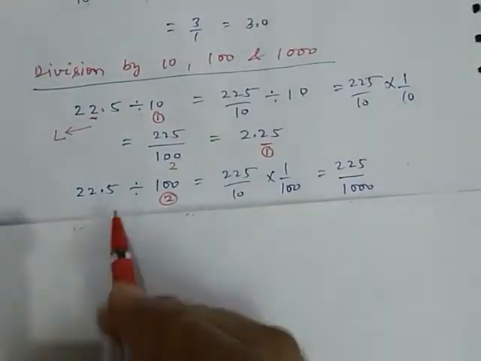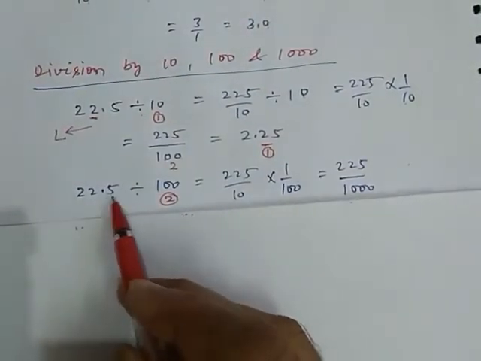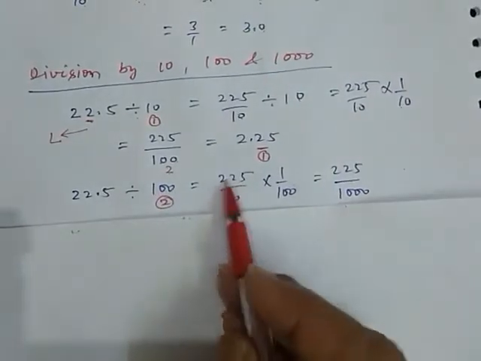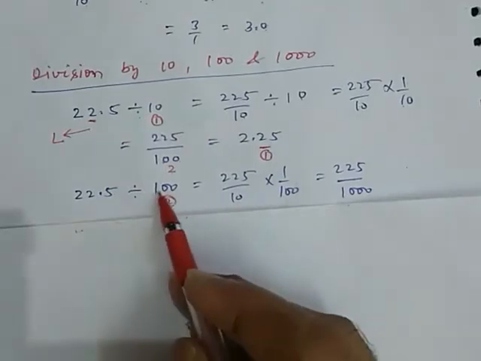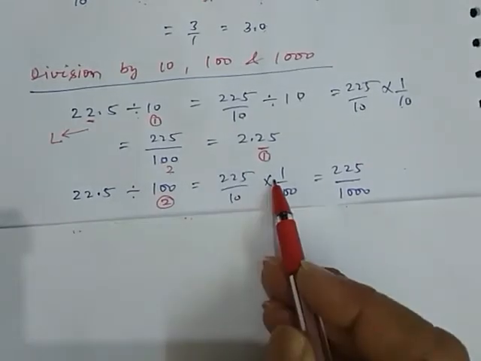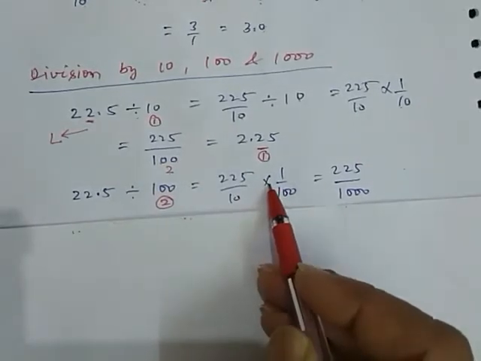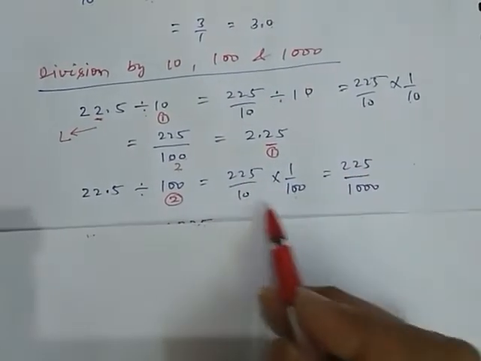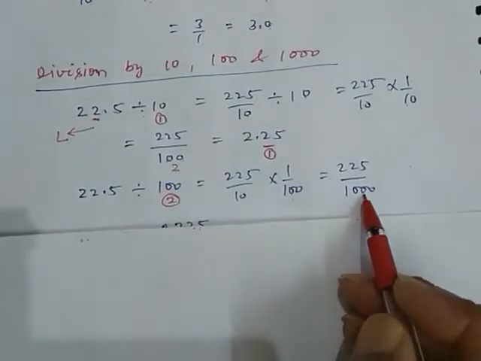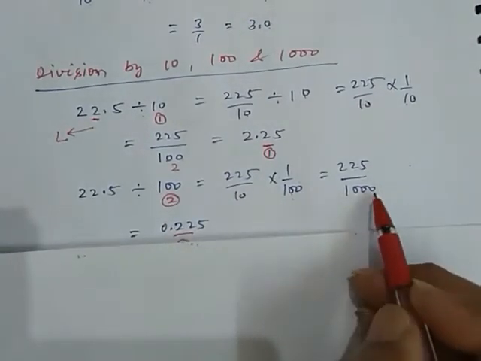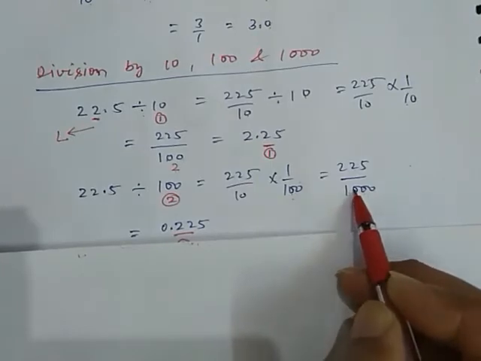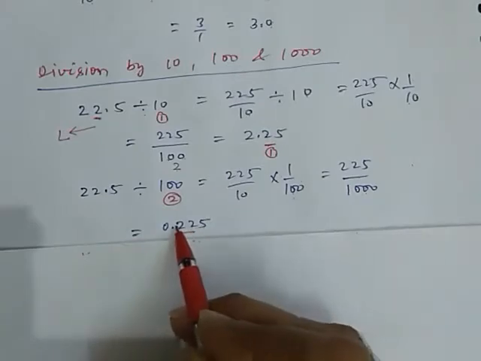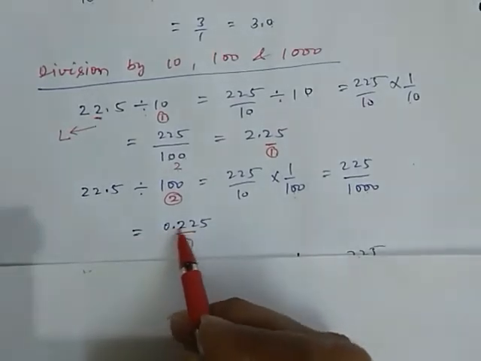Now we take another example, 22.5. This time we divide by 100, okay. Write down this 225 by 10, and division is converted into the multiplication sign. So this is inverted, 1 by 100. Now multiply 225, and the denominator becomes 10 into 100, 1000, okay. Now we count the zeros 1, 2, 3 and put the decimal before 3 digits. Here 1, 2, 3. So this is 0.225.